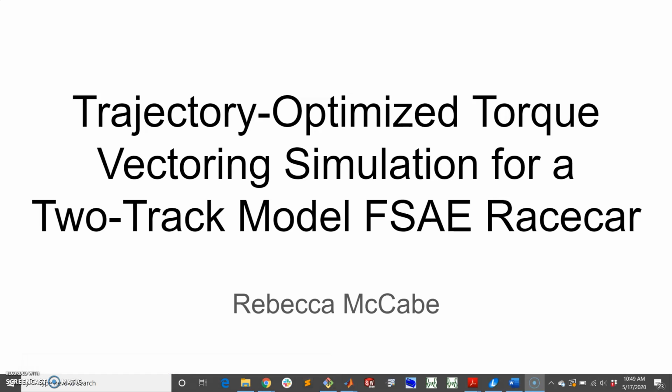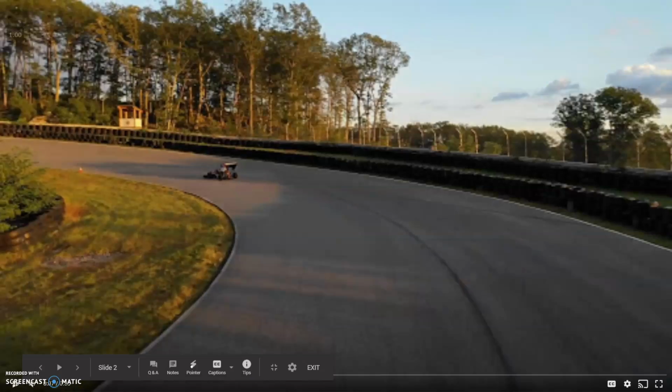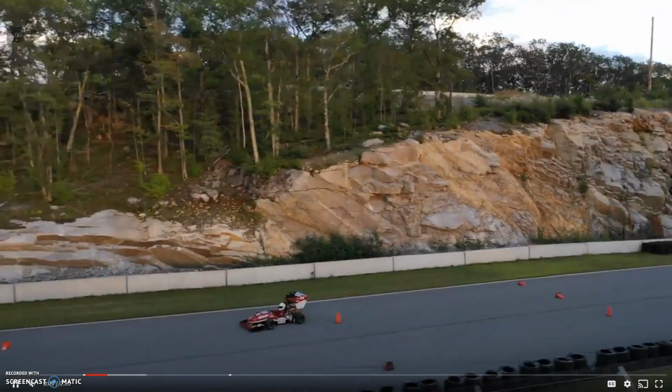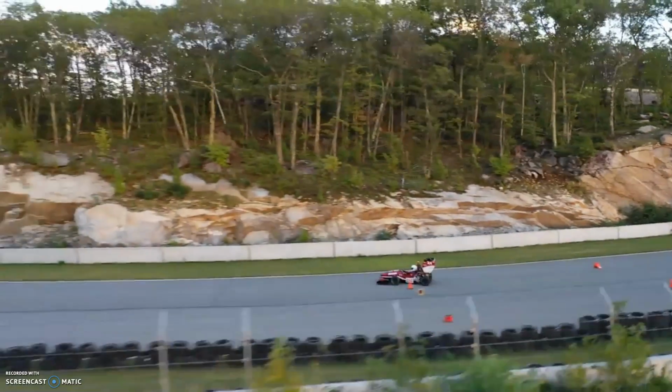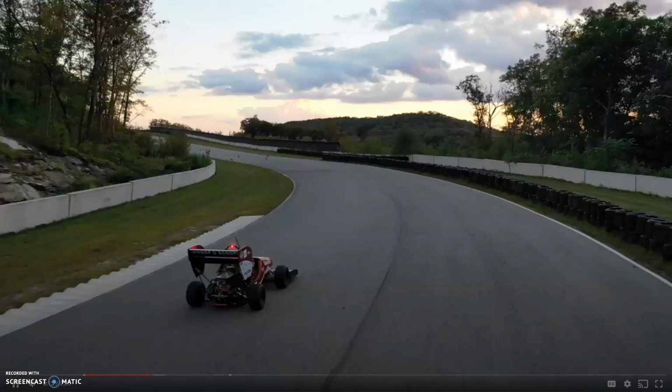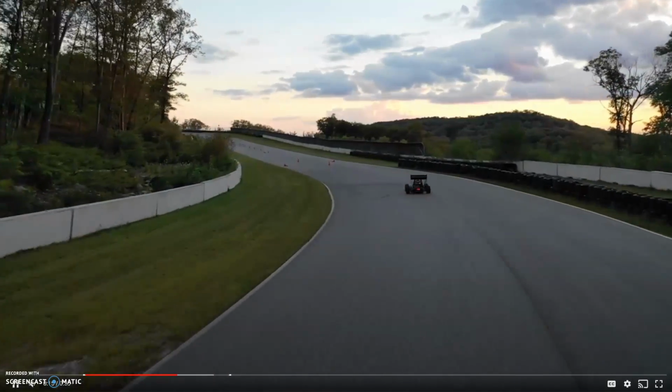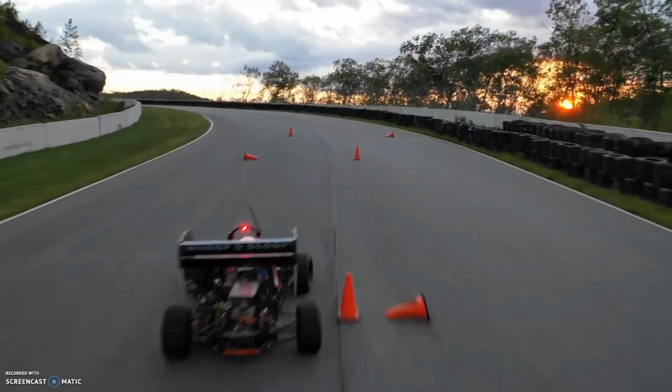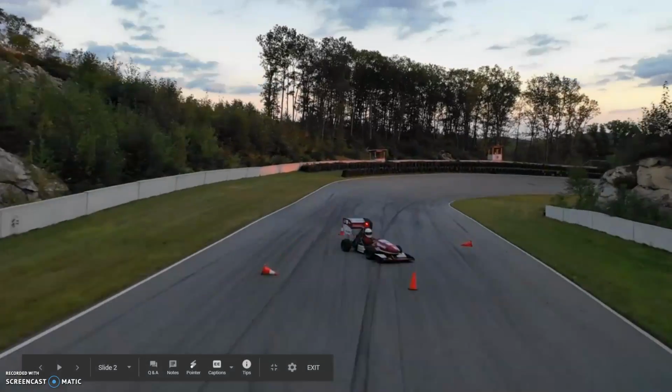For my 6A32 project, I created a trajectory-optimized torque vectoring controller for a Formula SAE race car. MIT Motorsports builds an electric race car each year to compete in the Formula SAE competition. The race car uses controls to assist the driver in optimizing performance.